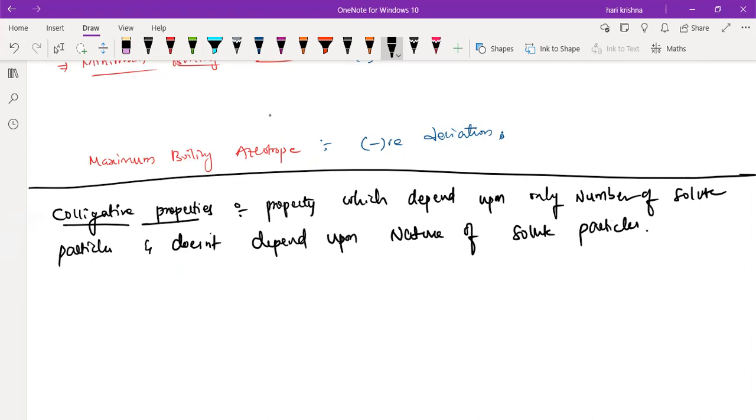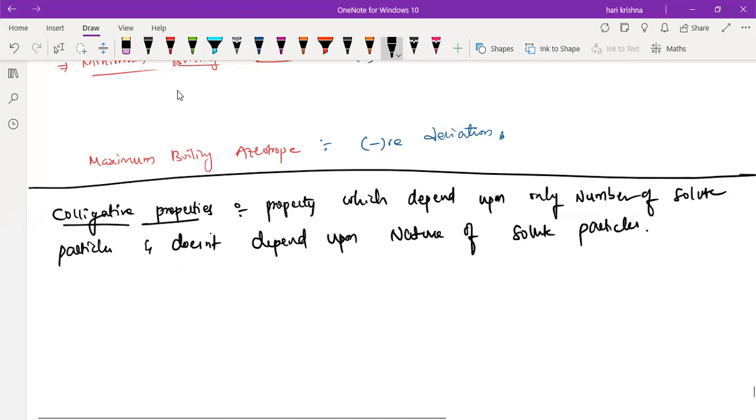That means whatever the particle it is, it can be an ionic particle or an atom or a molecule, it does not depend upon anything. It will depend only on how many particles are there. Either 10 are there, 20 are there, or 30 are there. Based upon that only, this property will be decided. That is only the colligative properties.